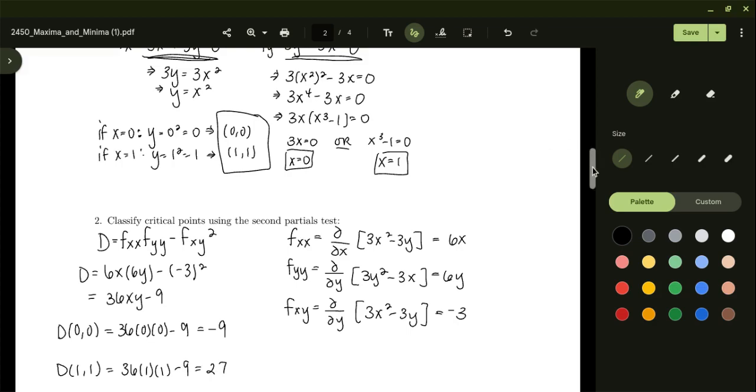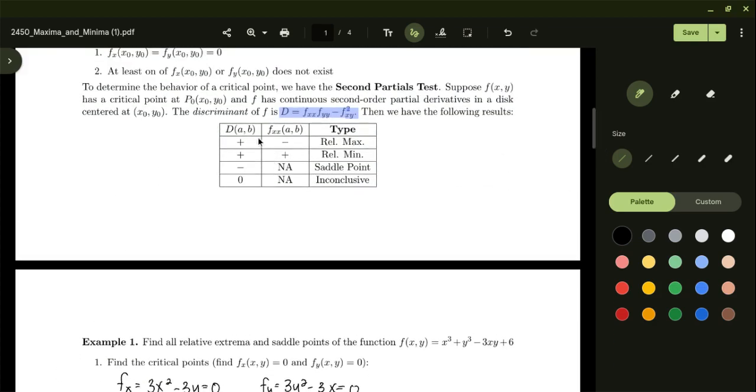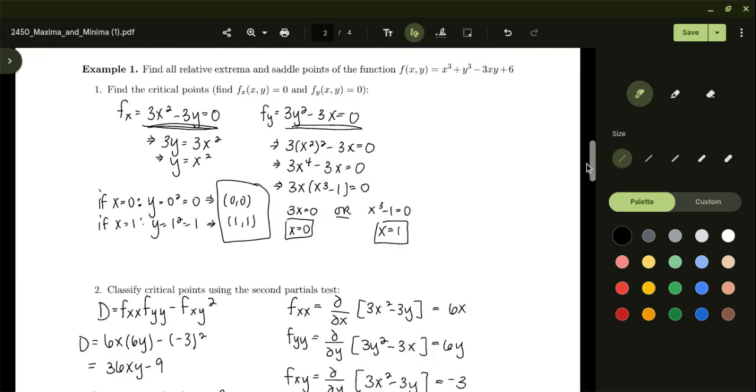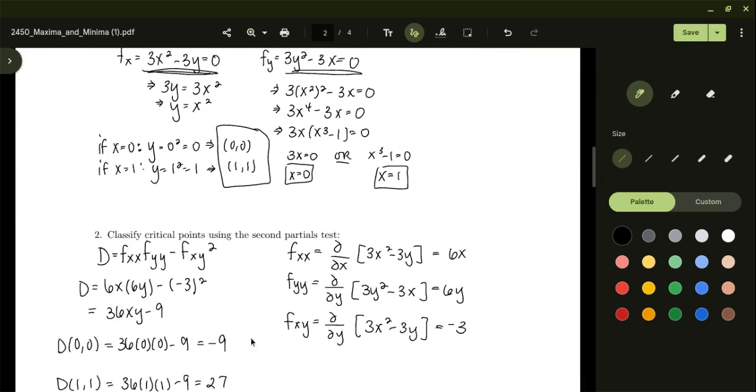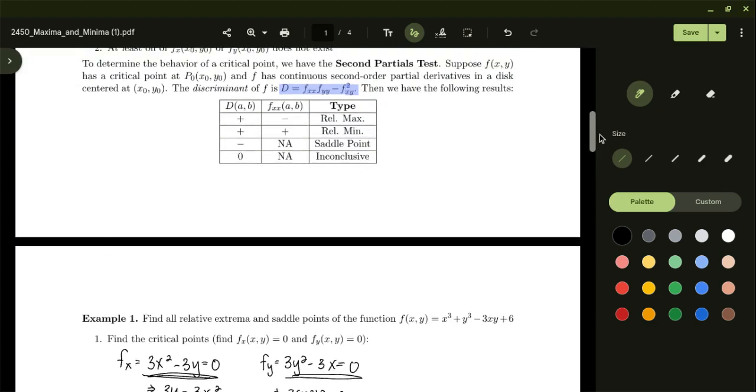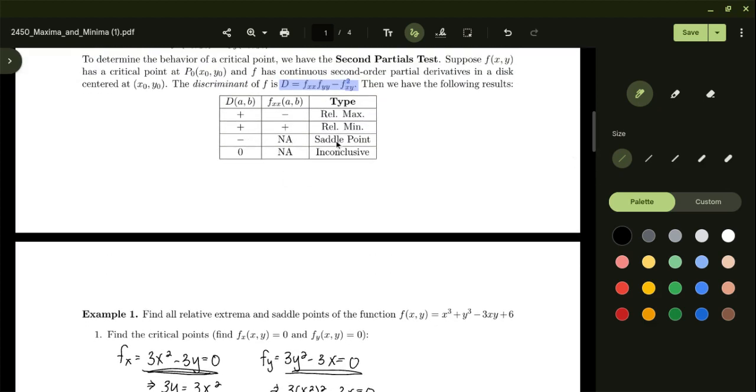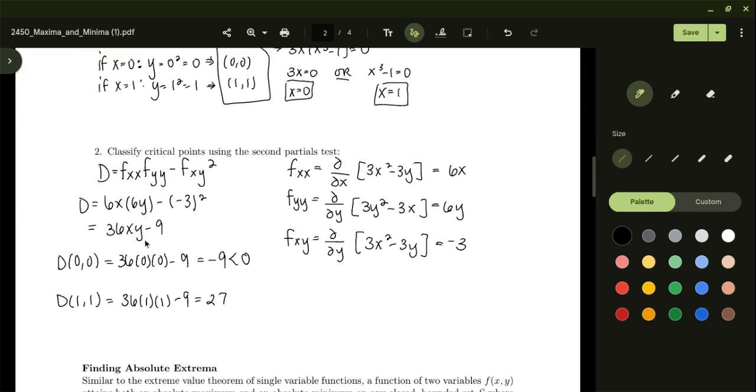Looking at our table, the first thing we need to do is identify the sign. For 0, 0, I have a -9. Because that is a negative value, less than 0, I can tell right away from my table that this is going to be a saddle point. So this tells me that 0, 0 is a saddle point.